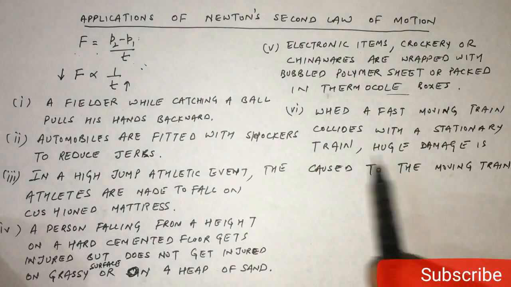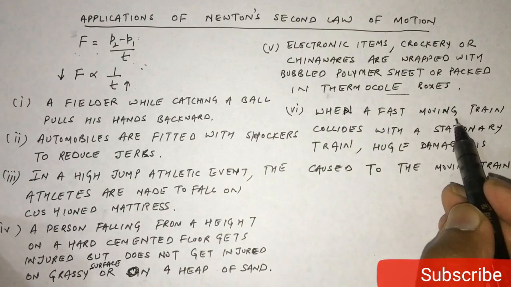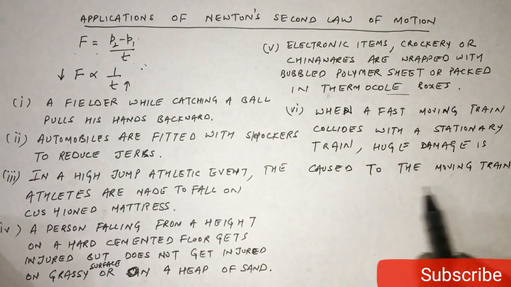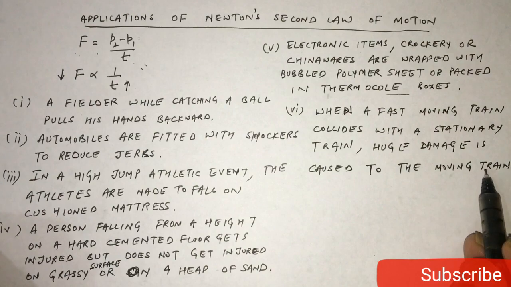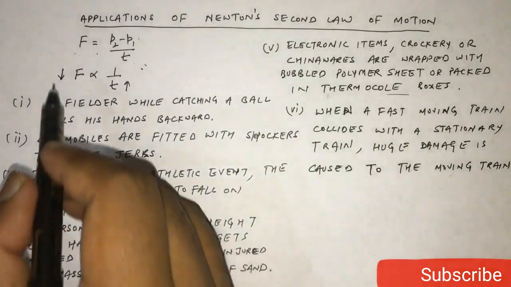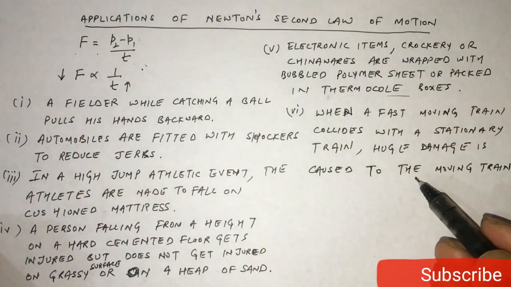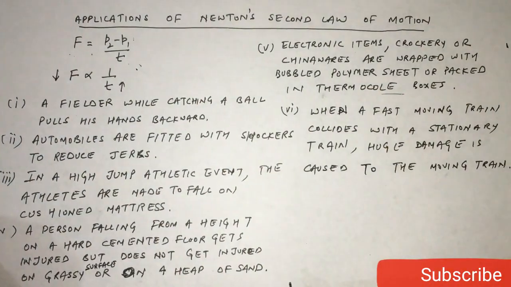Sixth application is when a fast moving train collides with a stationary train, a huge damage is caused to the moving train, because the time of impact is very less. So in that case the force increases. So these are some applications of Newton's second law of motion. Clear? Thank you.